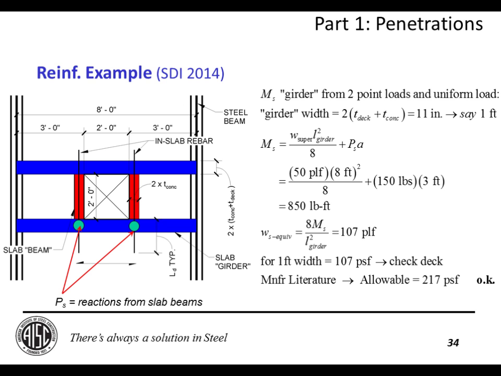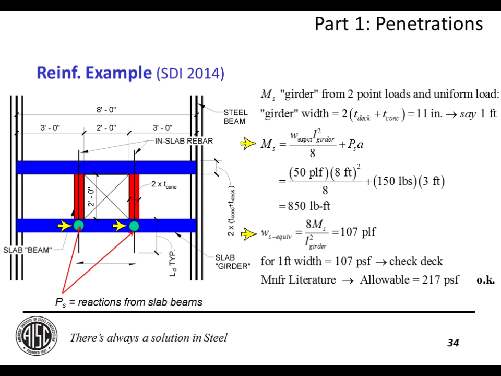So that takes care of the little red beams. Now we've got to take their reactions over here and here to this in-slab girder. And again, just use statics to come up with your moment of WL squared over 8 plus P times A. And then you can back out what the uniform load is on that girder so that you can just open up a deck catalog. So in this case, we backed out using the inverse of WL squared over 8 that we needed 107 pounds a linear foot, and our girder width happened to be very close to a foot, so that 107 pounds a linear foot just translated to 107 PSF, and from the deck catalog, our allowable was okay.